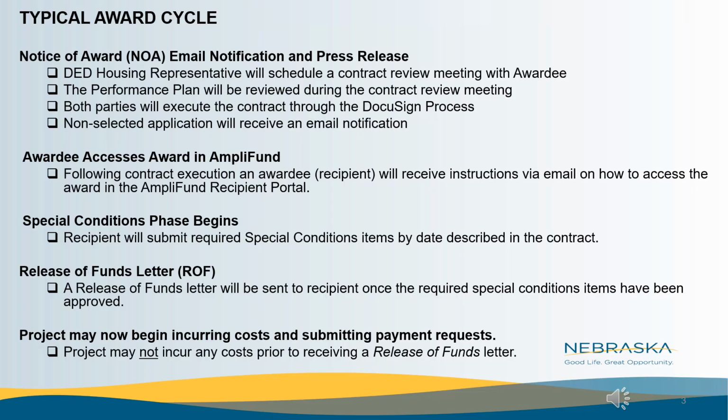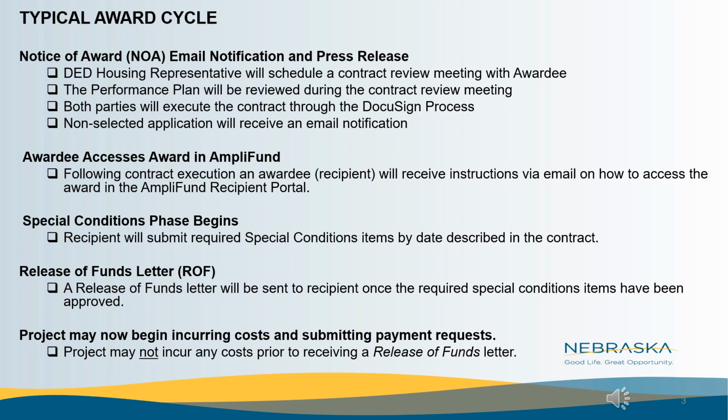This is a typical award cycle once the application has been submitted. So applications that have been submitted are scored and reviewed, and then a notice of award will come out with an email notification and press release. This usually takes place sometime after July 31st. Non-selected applications will also receive an email notification. Then the DED housing representative will schedule a contract review meeting with the awardee.